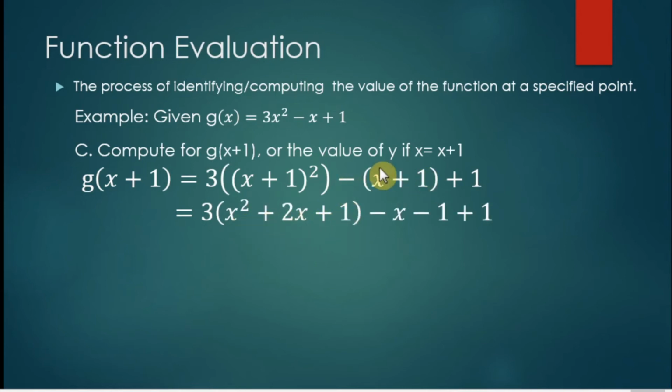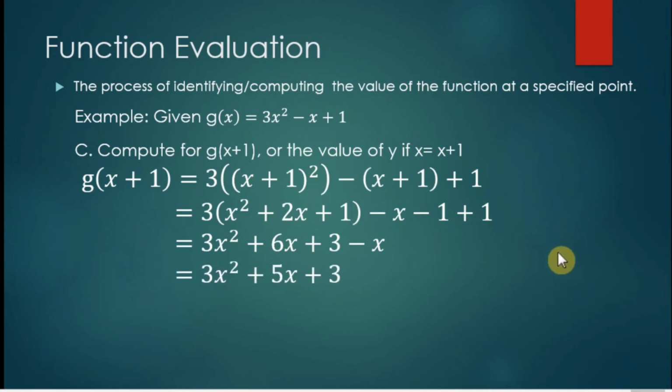And then, for the second term here, we can distribute the negative sign in the two terms of this expression. So we have negative x minus 1. It becomes minus 1 because negative 1 times positive 1 is negative 1, plus 1. The next step is to multiply 3 to all the terms here, the 3 terms of this expression. So we have 3x squared plus 6x plus 3. Minus x, negative 1 plus 1 is 0. We can further simplify this one as 3x squared plus 5x plus 3. What did we do? Positive 6x minus x is the same as 5x.